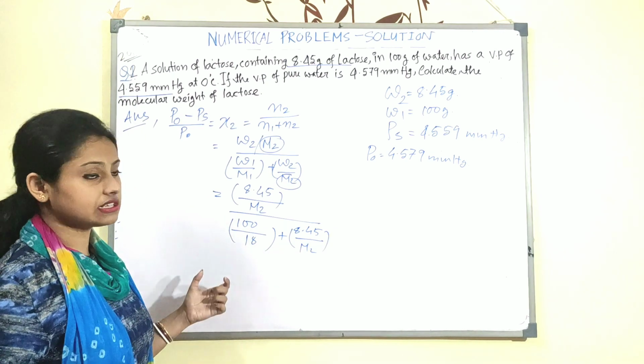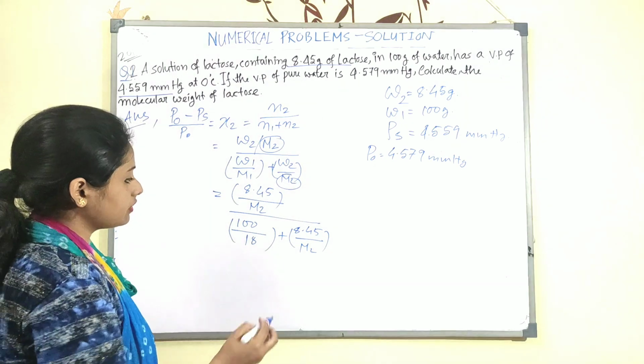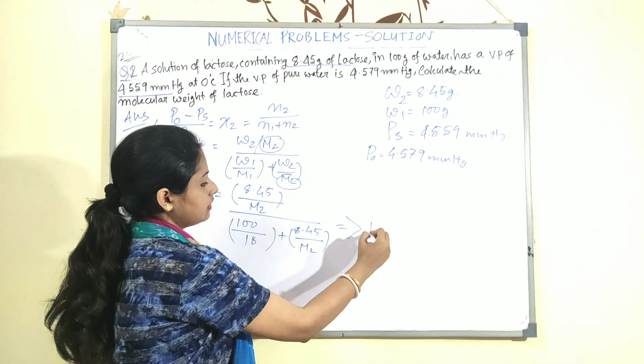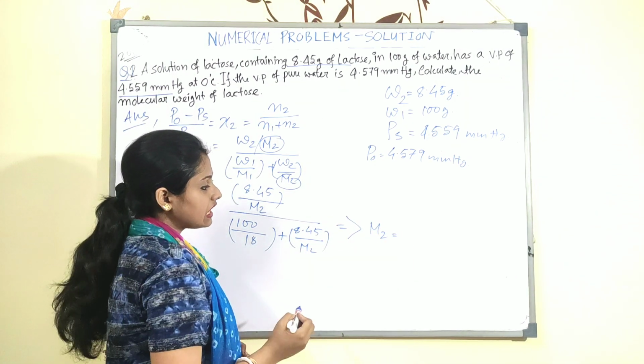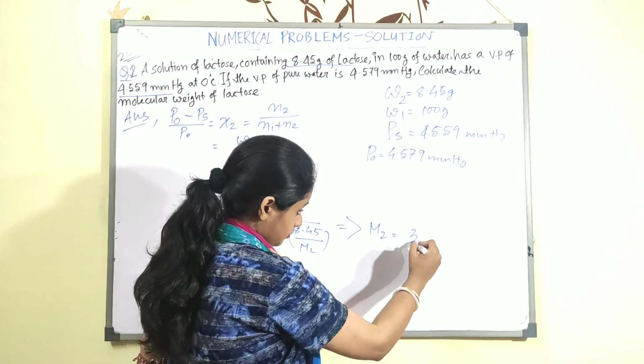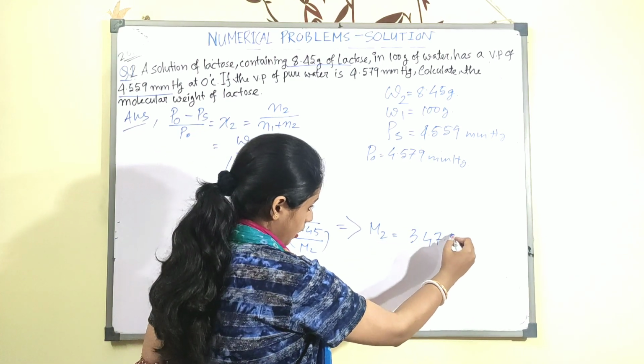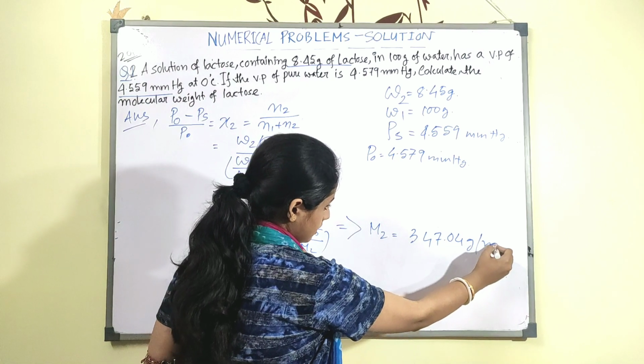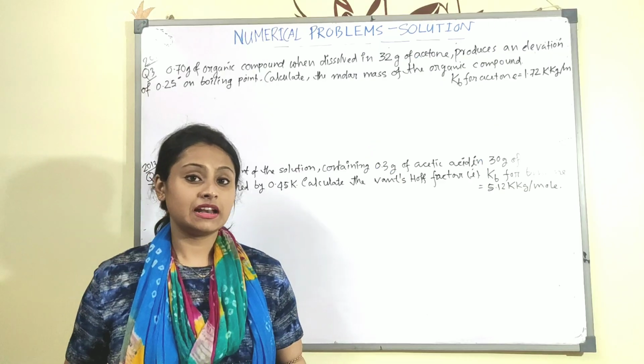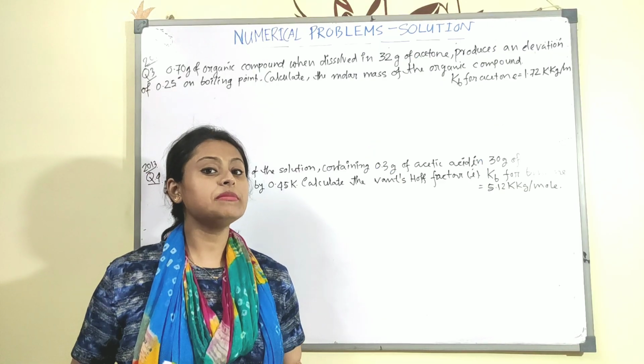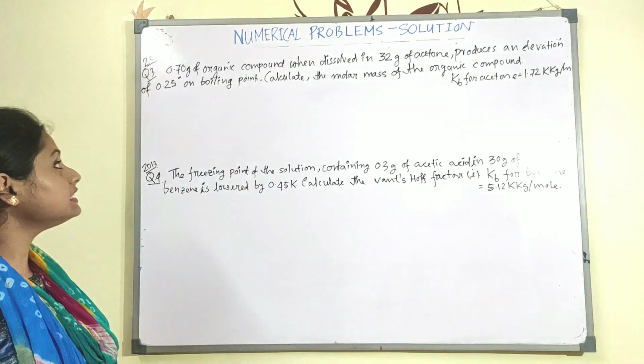So the calculation is little harder. You need to practice this kind of calculation, and the answer is coming to be 347.04 gram per mole. Now we will go for problem number 3. Let us see the problem.